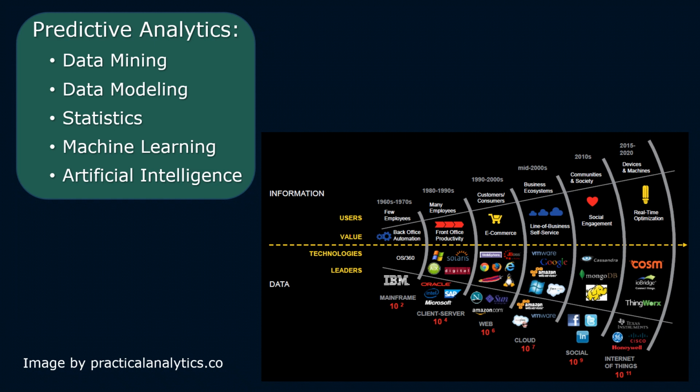machine learning, an application of artificial intelligence, AI, that provides systems the ability to automatically learn and improve from experience without being explicitly programmed, and artificial intelligence, intelligence demonstrated by machines. All of these analyze current data to make predictions about the future state of that data.